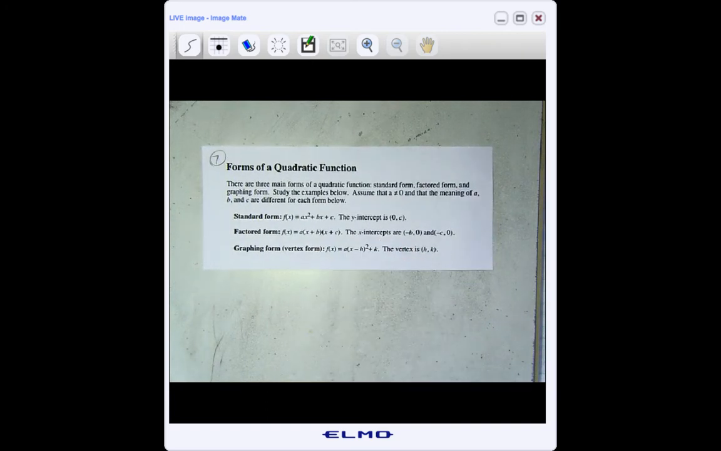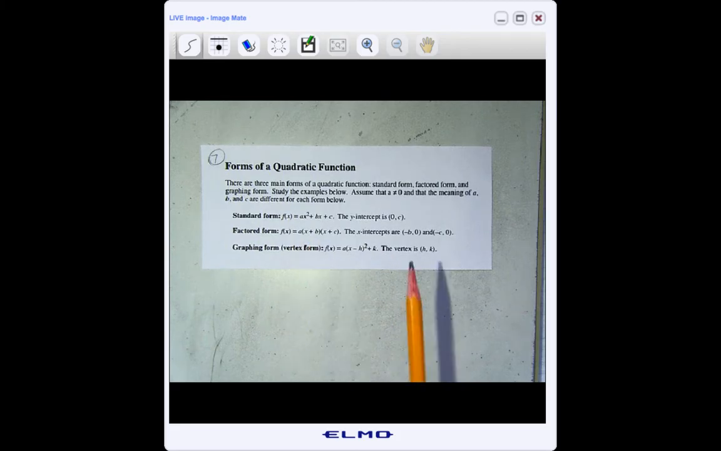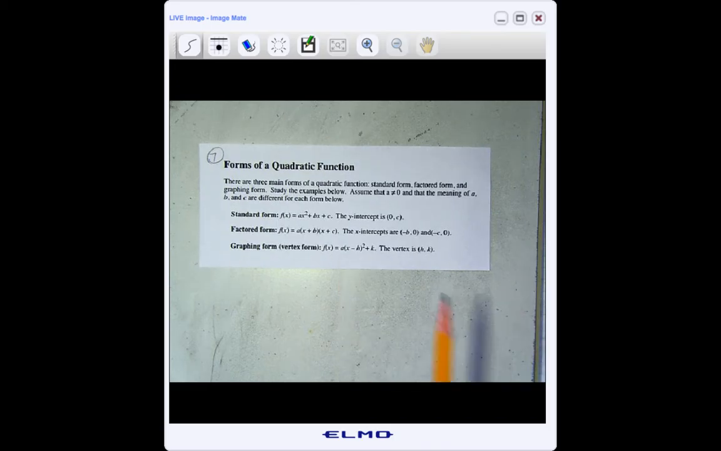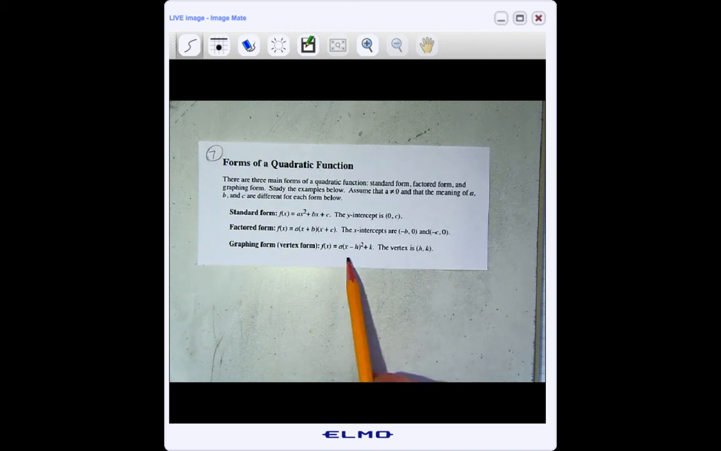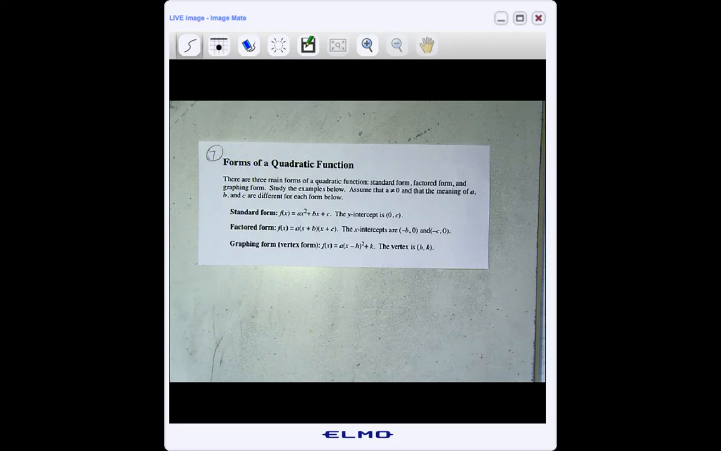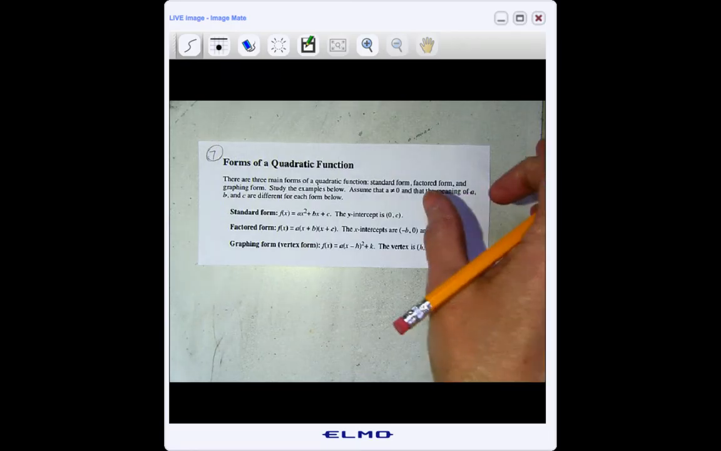Okay, so next was the forms of a quadratic function. Okay, which we just kind of went over. Standard form, ax squared plus bx plus c. The easiest thing to find is the y-intercept. Factored form is x plus b times x plus c with possibly an a value here. The x-intercepts are negative b, 0 and negative c, 0. And vertex form, a times x minus h squared plus k. Some mathematicians and books like to put a minus here, which is fine. So what x value would make this 0? X would have to be h, and if you make x be h, then the corresponding y would be k. Okay, so knowing those forms.